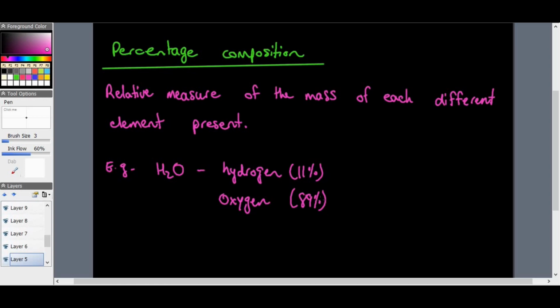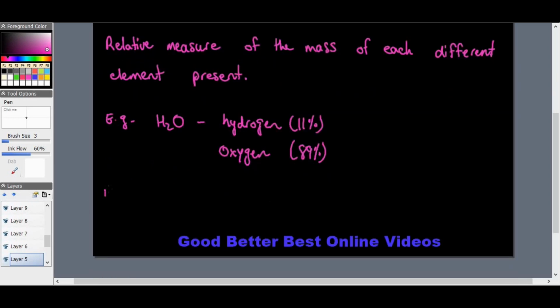Okay, so how do we calculate percentage composition? To calculate it, we follow the steps. Number one, if I can just scroll down a bit. The first step is to find the molar mass of the compound.